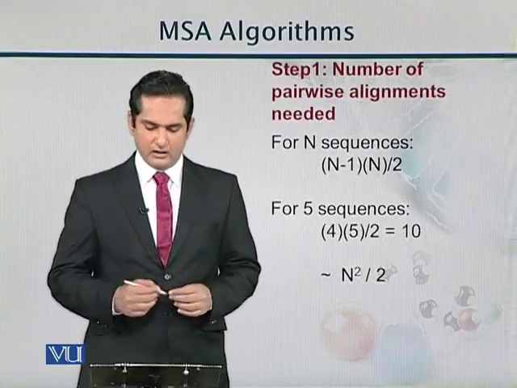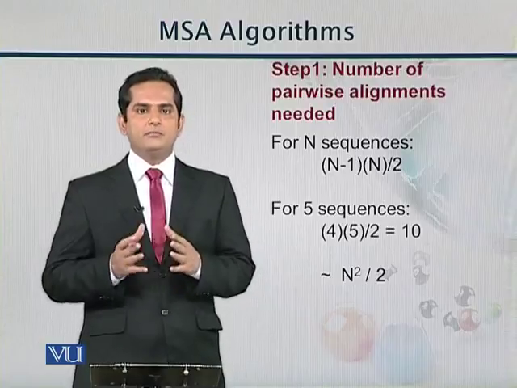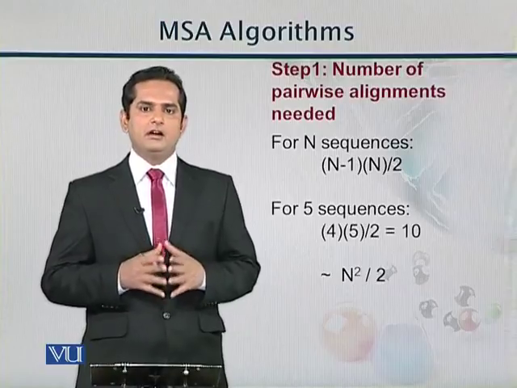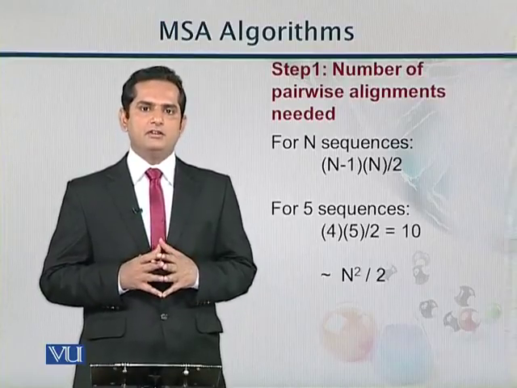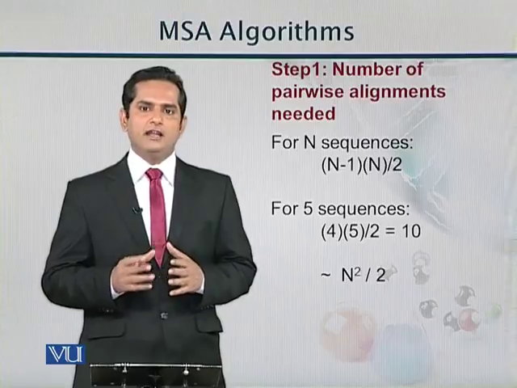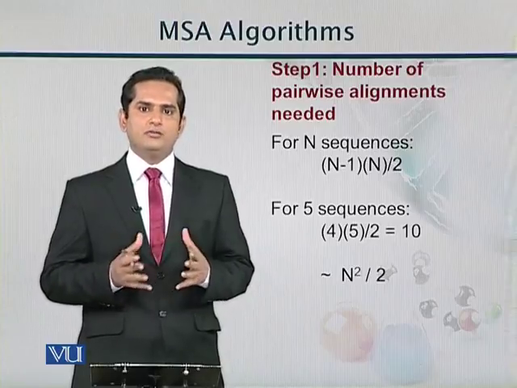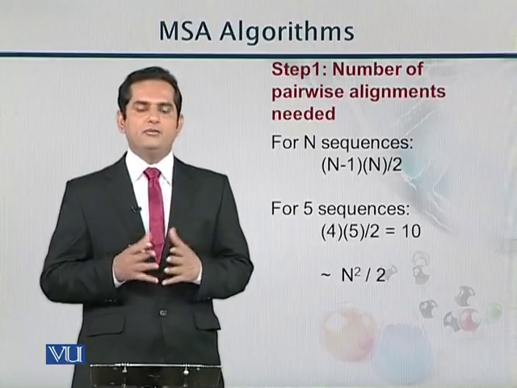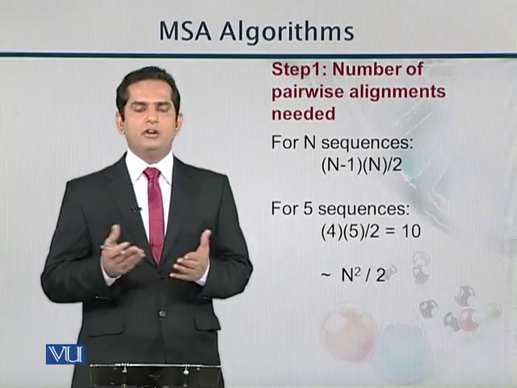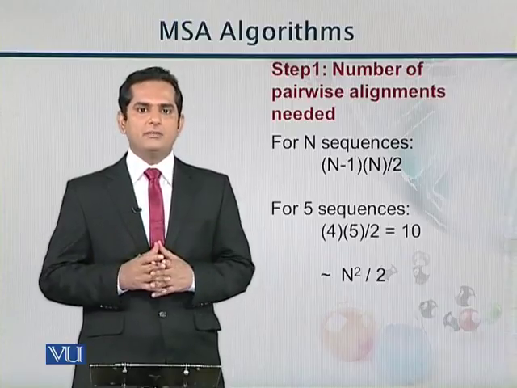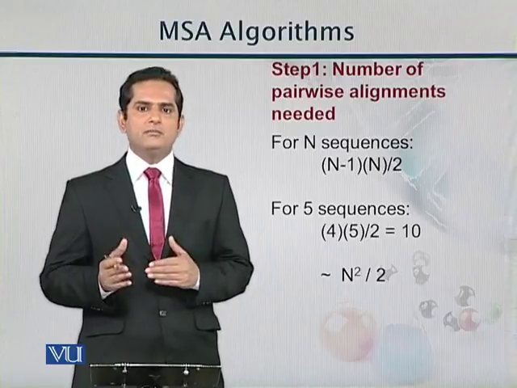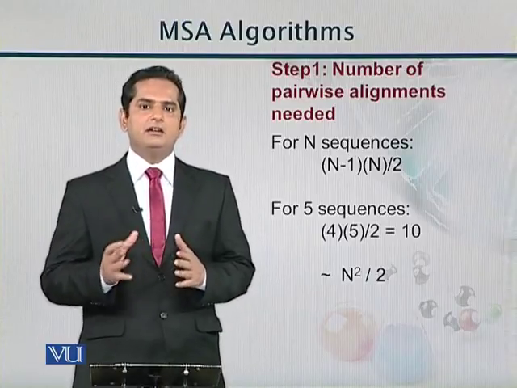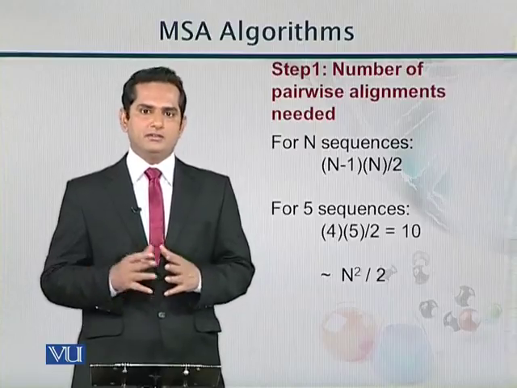For example, the first step is that we have to align simple sequences using common dynamic programming techniques. If we have a total of n sequences, then we need the formula n-1 into n by 2. So for example, if we have 5 sequences, then we would at least need 10 comparisons. If we have 4 sequences, then it would be 4 into 3 by 2, roughly 6 comparisons, and so on. So the first step is to find the pairwise comparisons between the given sequences, and again it will increase with the number of sequences.